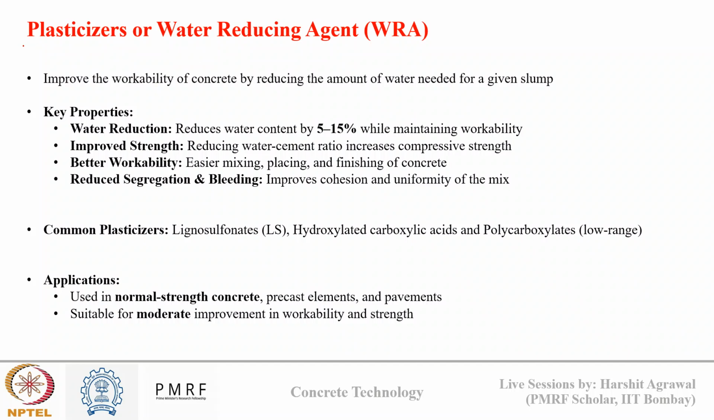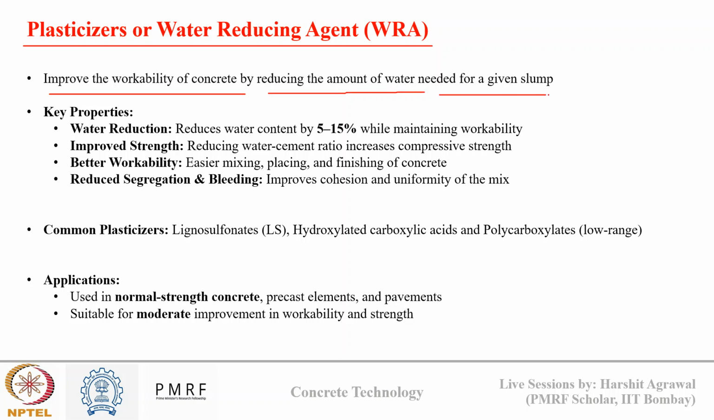Plasticizers or water reducing agents improve the workability of concrete by reducing the amount of water needed for a given slump. Their key properties are water reduction: they can reduce the water content by 5 to 15% while maintaining the workability. They can improve the strength by reducing the water to cement ratio. They better the workability, which makes placement, mixing and finishing of concrete easy, and they can reduce segregation and bleeding, which improves the cohesion and uniformity of the mixture. Segregation means that in a concrete, the aggregates, cement and cement paste separate out.